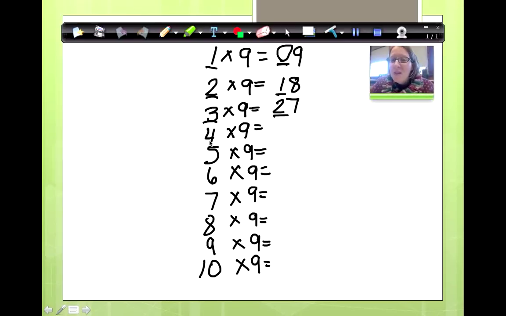Okay, so 4 times 9. I'm going to put a number 1 less than this in the 10 spot, right? So it's going to be 30 something. Do you remember what it is? It's 36.